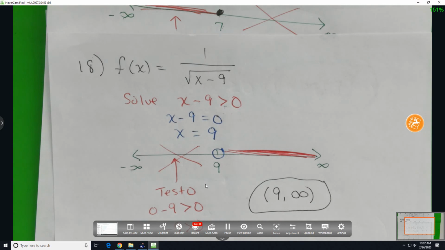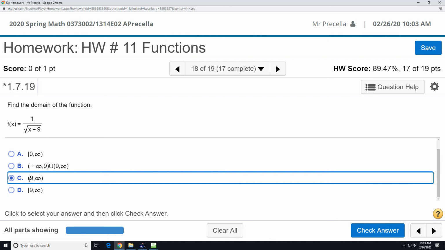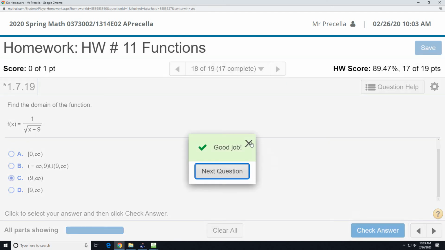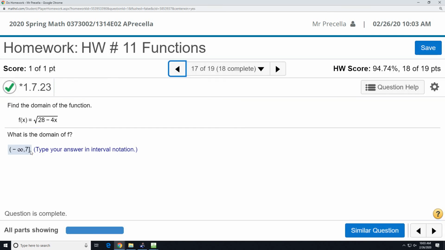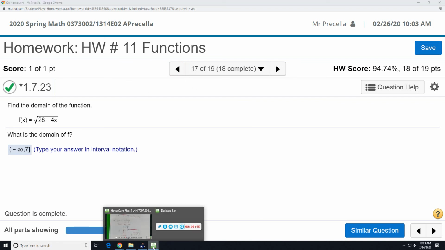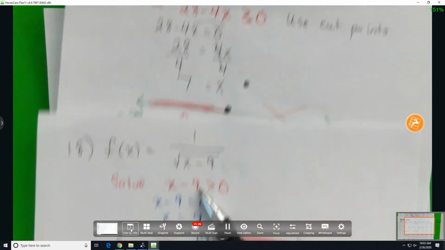So, come over here. Oh, I don't have to type this one in. It's multiple choice. Hey, C and D look an awful lot alike. Which one is it? C? It's the one that has the parenthesis, not the bracket. When there's no fraction on the square root, that's when you have a bracket. And it has to do with that greater than or equal to versus just greater than.